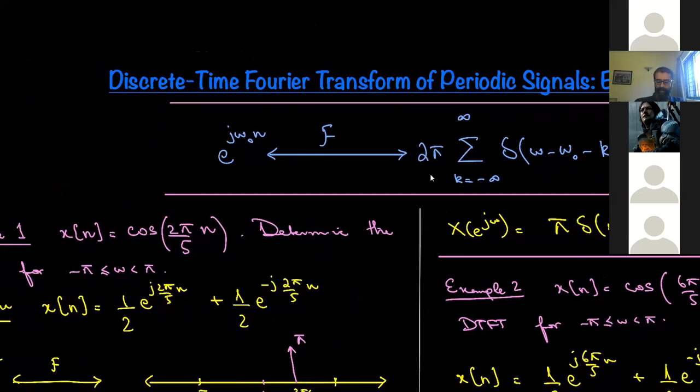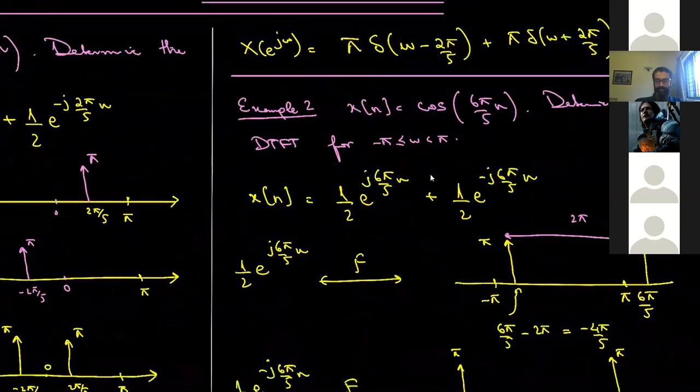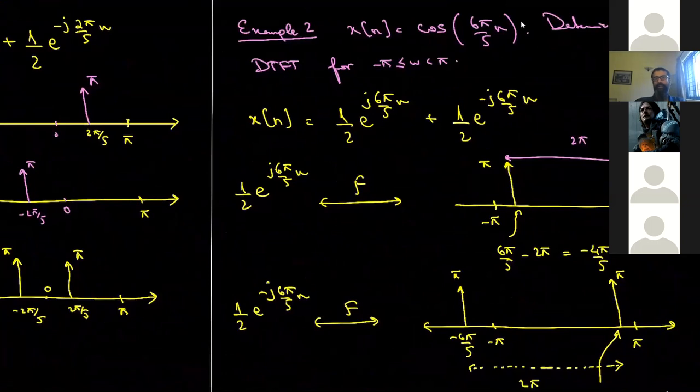Good. Okay, slightly different example, which is cosine 6 pi by 5n. And then once again, I ask you to find the Fourier transform within the interval minus pi to plus pi. And e raised by j 6 pi by 5n, I find its Fourier transform. So it's a train of impulses once again. The one impulse is at 6 pi by 5, right? But that's outside of the interval of pi.